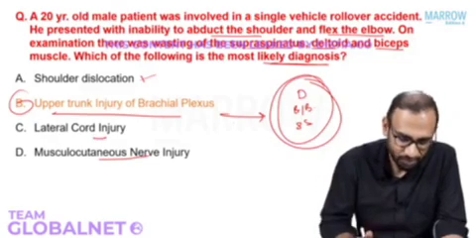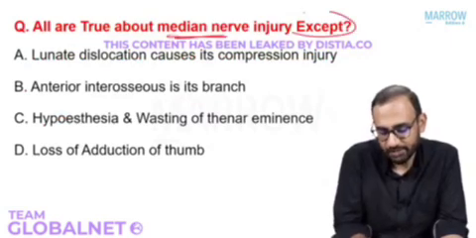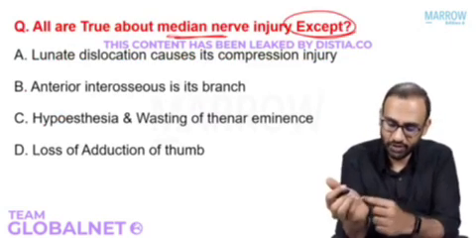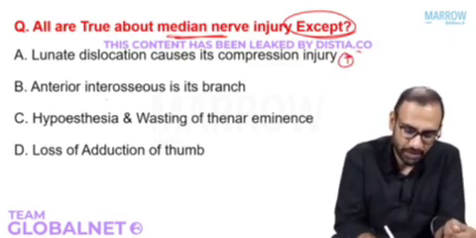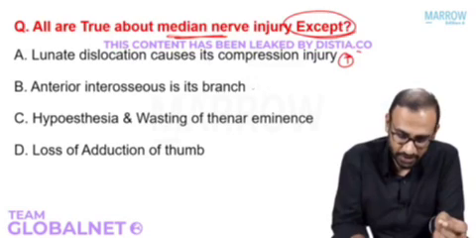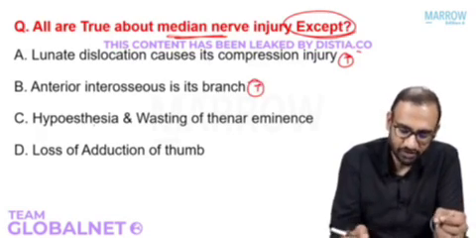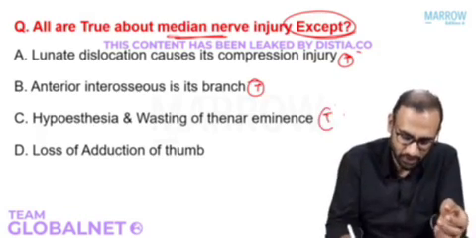the shoulder. All are true about median nerve except, okay, a lunate dislocation causes its compression injury. Yes, lunate when it dislocates in the carpal tunnel will compress the median nerve. So this is true. Anterior interosseous nerve is its branch. Yes, it is true. It's a purely motor branch of median nerve. Hypoesthesia and wasting of the thenar eminence would occur if there is a median nerve injury. Yes, that is also true.